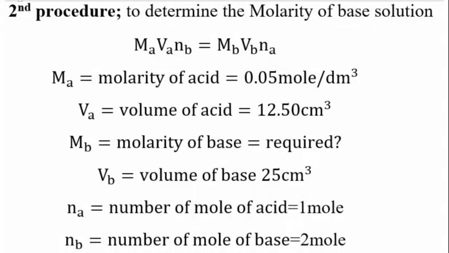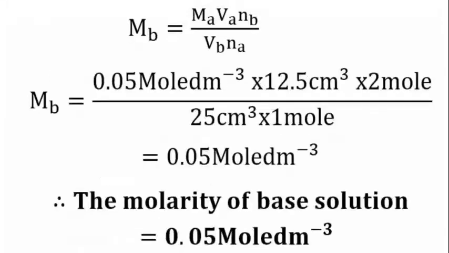Second procedure: after determining the molarity of acid, now we are going to determine the molarity of base solution. Because metal M is unknown, we use the molar ratio to identify the molarity of base. Molarity of acid is 0.05, volume of acid is 12.5, molarity of base is required, volume of base is 25. Number of moles of acid is 1, number of moles of base is 2. So molarity of base is molarity of acid times volume of acid times number of moles of base, divided by volume of base times the number of moles of acid.